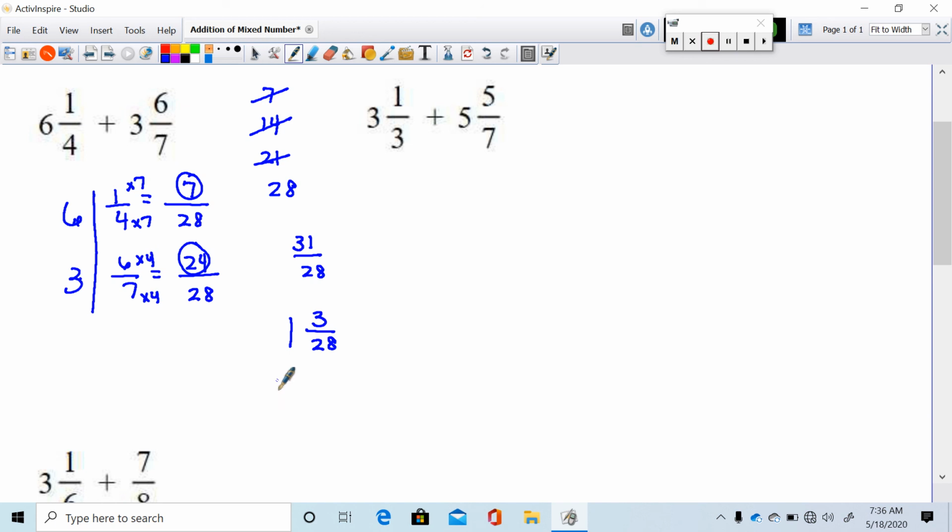Now you do the whole number part. 6 plus 3 is 9. Add that to what you had previously. 9 plus 1. So I've got 10 3/28. And that's the answer.